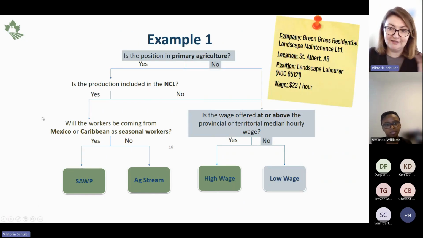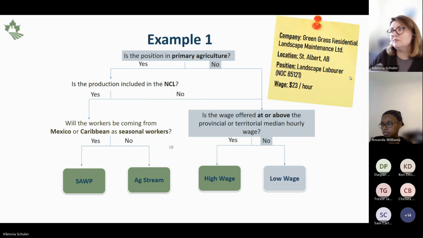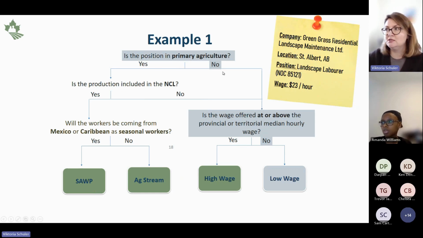And this is, I like the examples from landscape and nursery industry. So just as an example, how to determine the stream. There is a company that is called Greengrass Residential Landscape Maintenance, and they're based in Alberta. They would like to hire a landscape laborer. The wage is $23 per hour. And so is the position in primary agriculture? Yes or no? No, because this is a residential landscape maintenance, so it will be not on the farm.